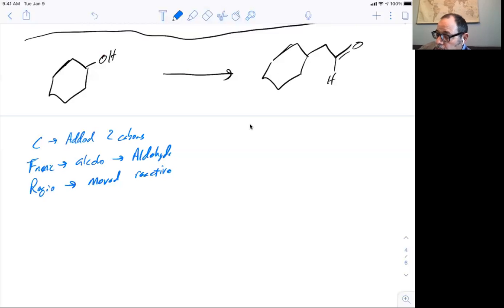And if we look at stereochemistry, none shown, and none possible, because we start with the symmetric alcohol here. So there's a line right there. So we've got to add two carbons and we're moving our functional group. And the key to thinking about this one is the fact that we've moved it two positions.